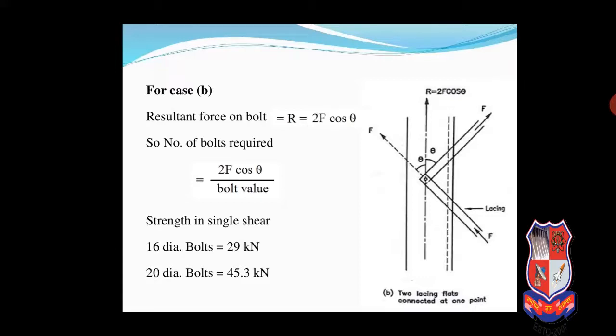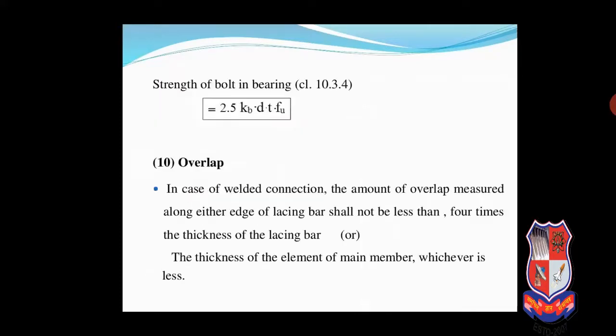So there are two cases to provide the lacing at the end. Either you provide separately or you provide overlap between them. After designing the end connection, you can check the strength of bolt in bearing. Clause number 10.3.4. The equation given to you is 2.5 kb into d into t into fu. d means diameter of bolt, t means thickness of fastener, fu means ultimate stress of steel, and kb is given in clause number 10.3.4.